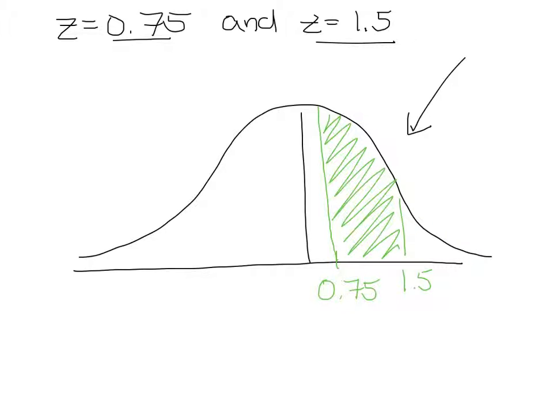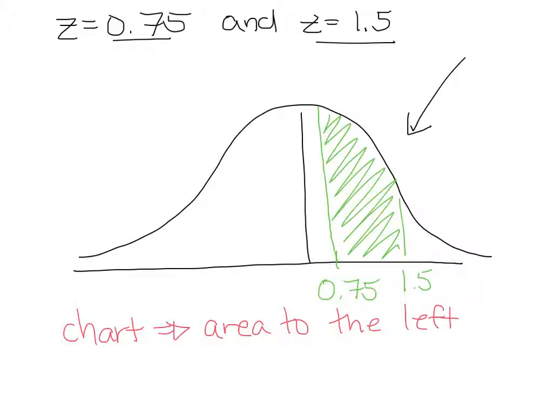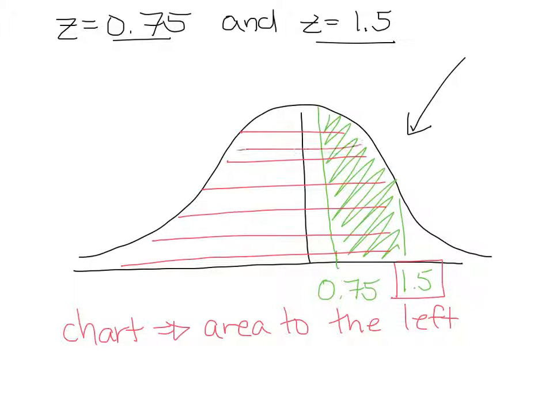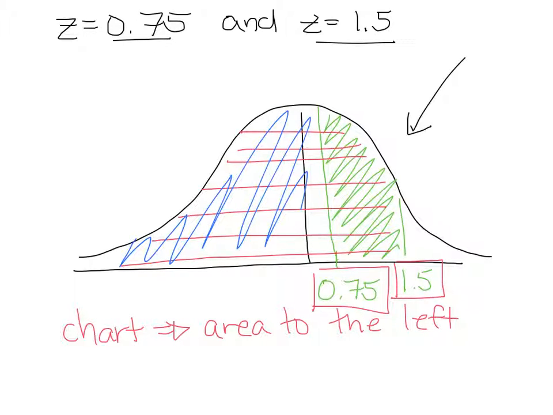Now if we look at the chart that they give us online, the chart is going to give us the area to the left. So when I look up on the chart z equals 1.5, it's going to give me this entire area right here. So what I can do is find the area for 0.75 and subtract it. It's like I'm subtracting this area here, which would leave me with this area. That's what I want, the area between those two values.